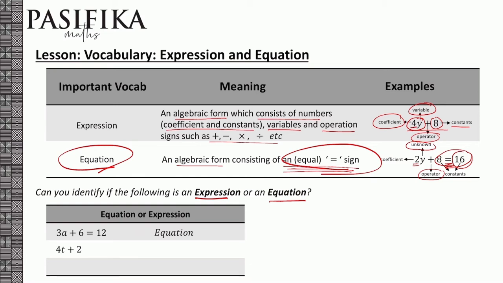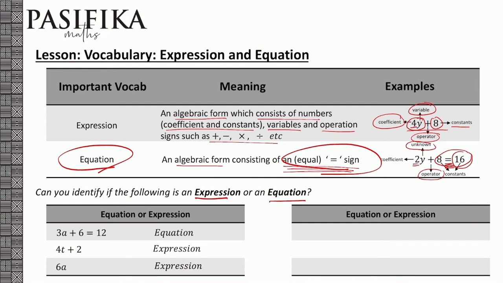What about 4t plus 2? Well, there is no equal sign. However, it's got some numbers, variables, and an operation. So, it is an expression. What about 6a? If you said expression, you're correct. Now, this one, I won't help you with. When the problem comes up, pause the video and come up with an answer. Then unpause it and see if you were correct.